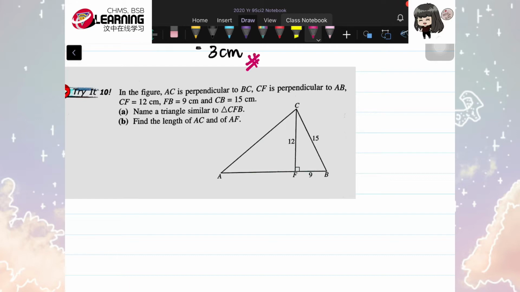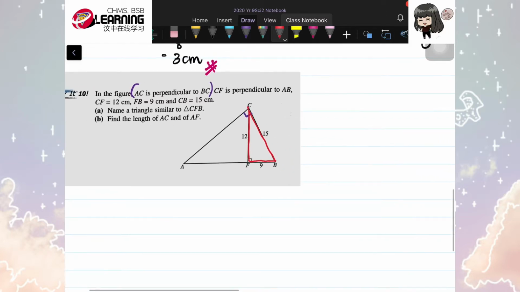Let's see. In the figure, AC is perpendicular to BC, which means this is 90 degrees. CF is perpendicular to AB, it's already mentioned here, 90 degrees. Perpendicular means 90 degrees. CF is 12, FB is 9, CB is 15. Name a triangle similar to CFB. CFB is this.